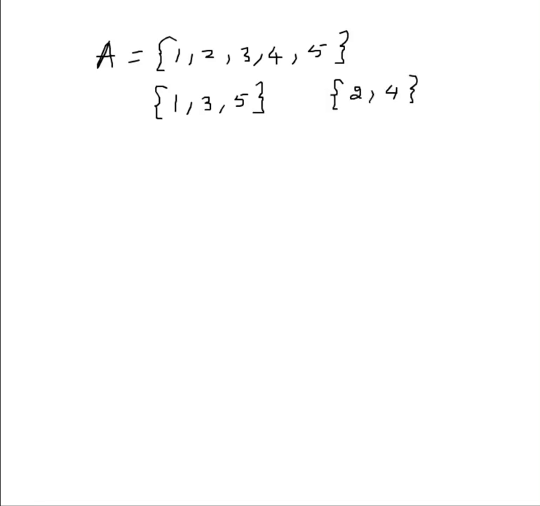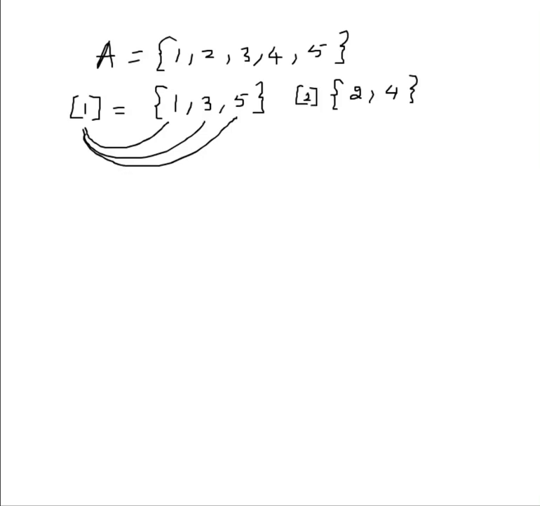Now, if you see these sets, the given set is {1, 2, 3, 4, 5}. And we have written two partitions of this set A. This is one partition and the other partition is {2, 4}. These are called partitions, or equivalence classes also we can say. And this can be denoted as the equivalence class of element 1. That means the elements which are all related to 1. 1 is related to 1, 1 is related to 3, 1 is related to 5.